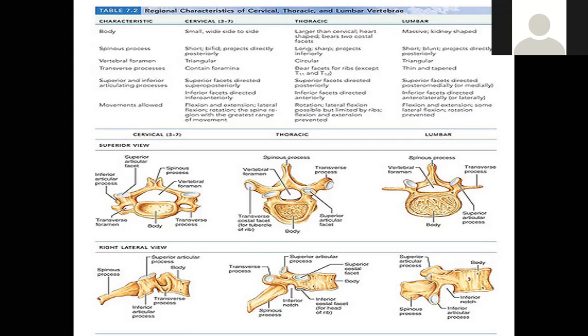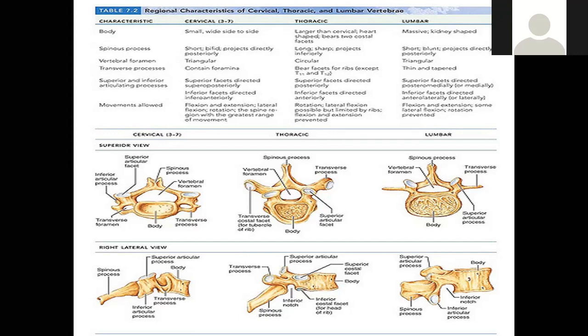The thoracic spinous process is long and points downward. The lumbar spinous process is very blunt and it projects backwards, posteriorly. The transverse processes, those are even different.